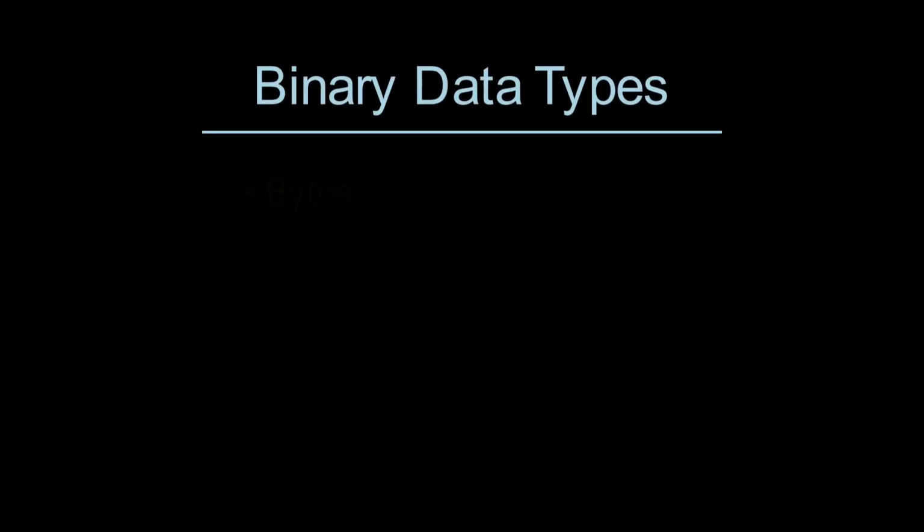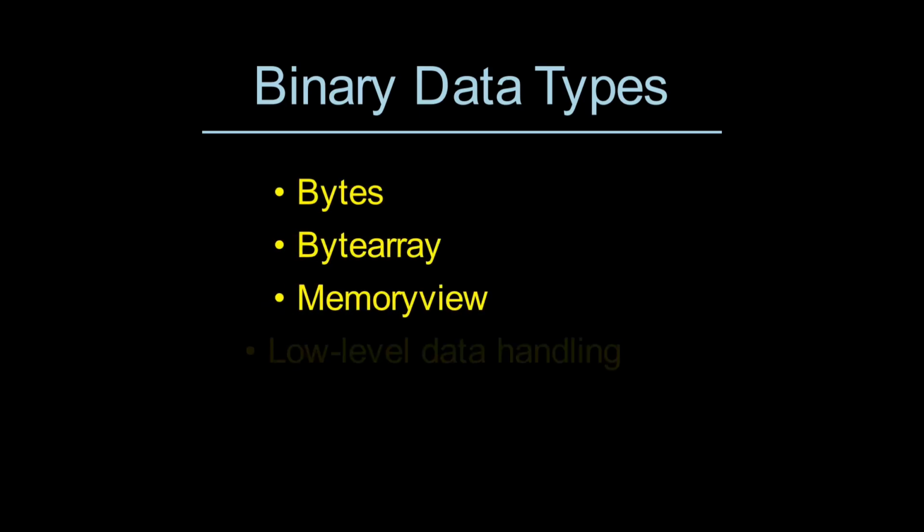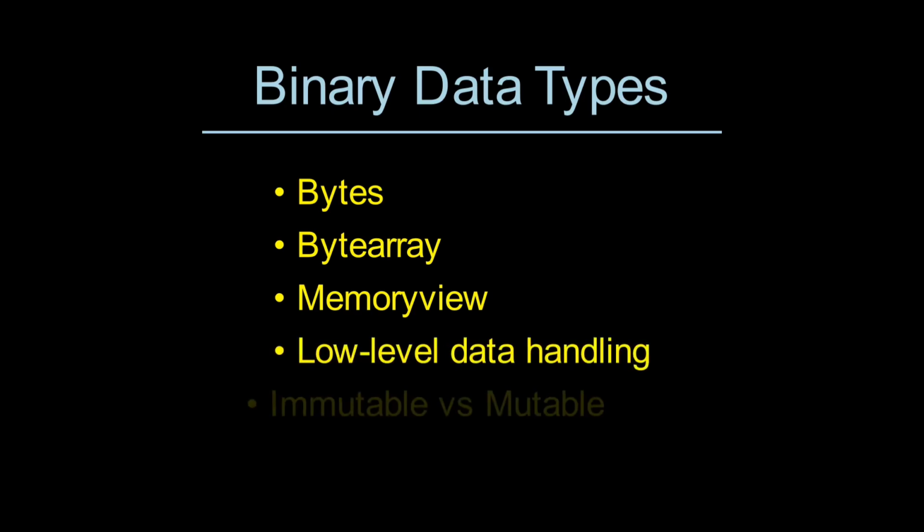Here is our section on binary data types, where we will explore how Python handles raw binary data. Let's look at the key components of binary data in Python. We have bytes, which are an immutable sequence of integers, bytearray, a mutable version of bytes, and memoryview for direct memory access. These are crucial for low-level data handling, and we will see the important distinction between immutable and mutable types.